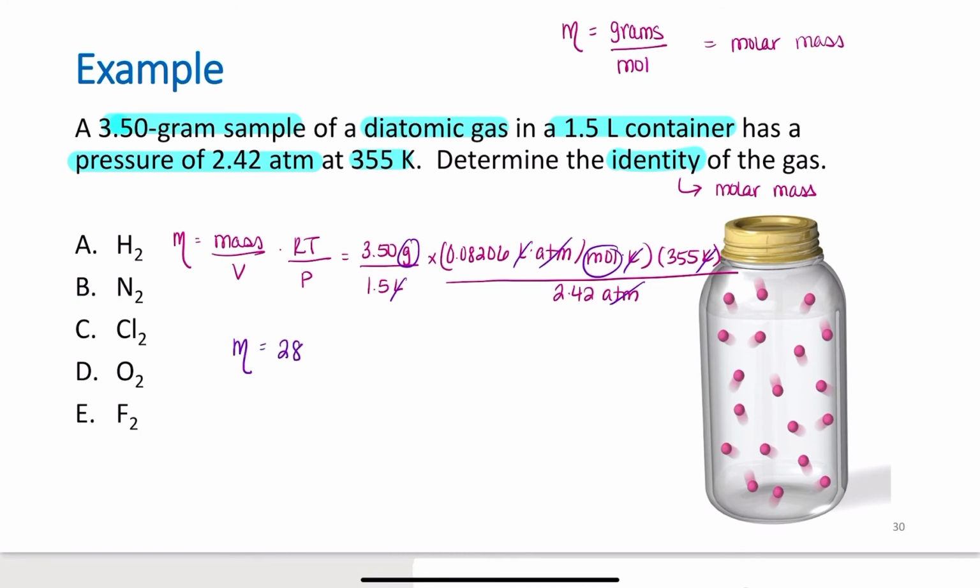Calculate this out, and I'm going to get 28 grams per mole, but it tells me this is a diatomic, which means 28 grams per mole divided by 2, 14 grams per mole, matches to nitrogen. The answer here is N2.